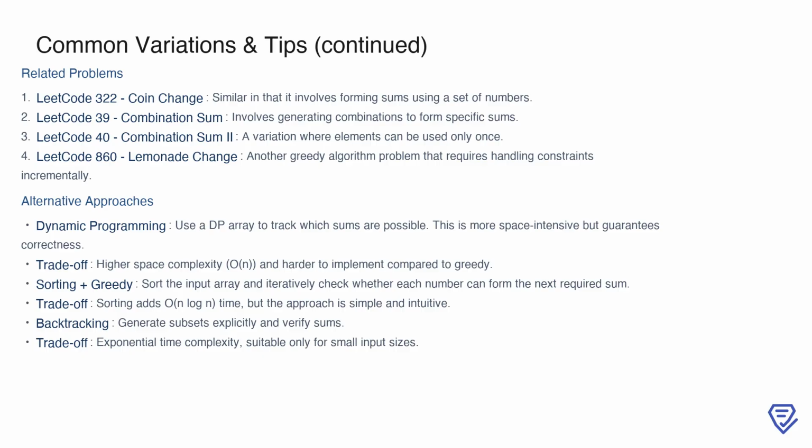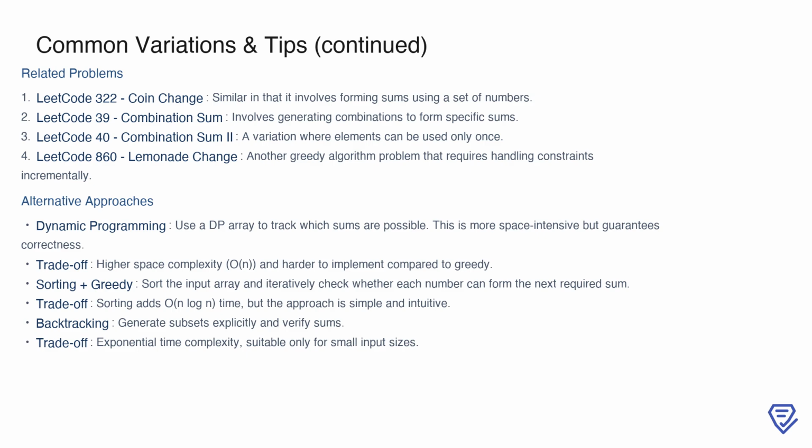Now, when considering alternative approaches, dynamic programming is a viable option. By using a DP array to track possible sums, this method guarantees correctness but comes at the cost of higher space complexity, typically O(n). Sorting combined with a greedy strategy is another alternative. By sorting the input array, you can iteratively check whether each number can form the next required sum. While sorting adds O(n log n) complexity, this approach is straightforward and easy to implement.